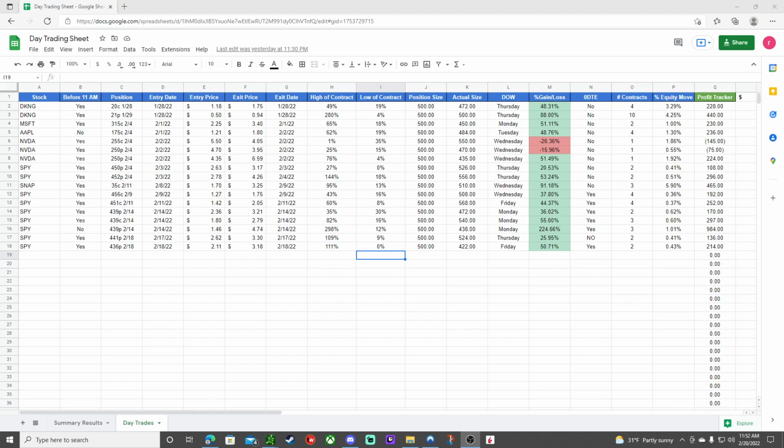As promised, here's the day trading sheet. I said I would go over it, and I am. What data I collect and how to enter the trades we'll talk about in a second, but let's just jump right into the sheet.